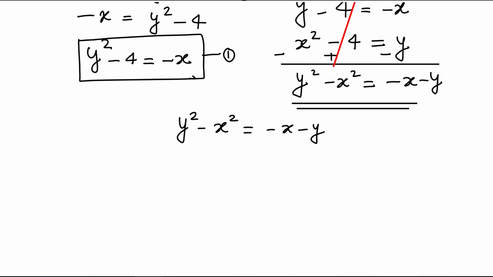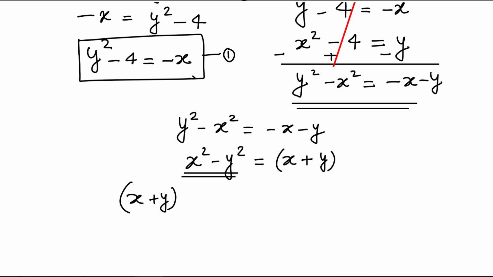If I multiply both sides with a negative sign, I will have x square minus y square is equal to x plus y. Now I can simplify this. This is nothing but x plus y into x minus y, because I know that there is a formula, that is a square minus b square is equal to a plus b into a minus b. So I am using this formula here. That is x square minus y square is equal to x plus y into x minus y, and this is equal to x plus y on this side.